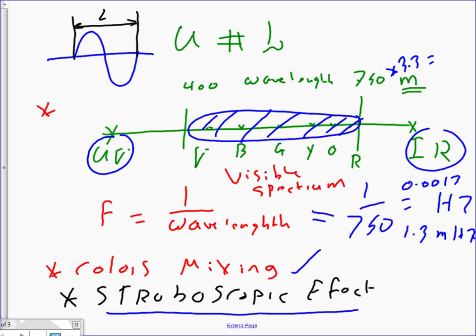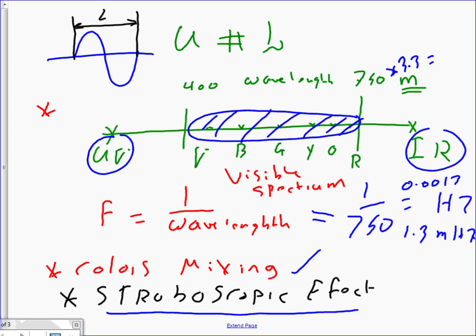Visible spectrum, who cares? So this is the length. The second thing is frequency here, guys. If we take the wavelength and divide 1 by the wavelength, that gives you the frequency of the light. Just science. 1 divided by the wavelength will get you the frequency of that particular color, right?